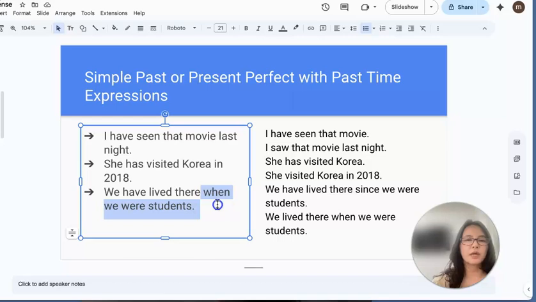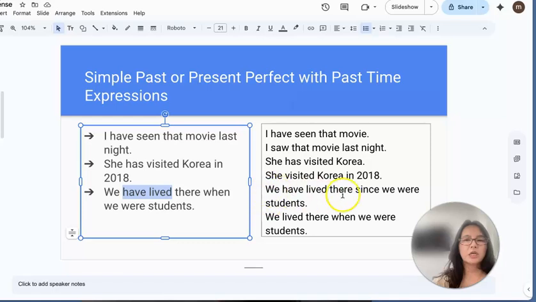And another one: "when we were students." Those can also be specific past time expressions, right? When I was a student, when I was young, when I was a kid, when I was a child. Those are dependent clauses with the subordinate conjunction "when." Those are also past time expressions. So you cannot use them with present perfect tense.